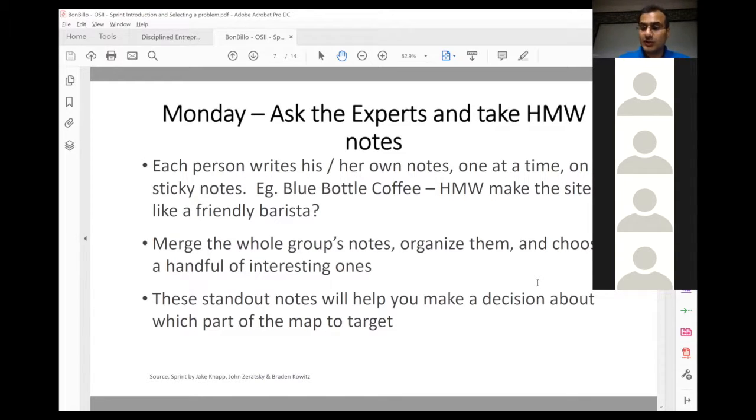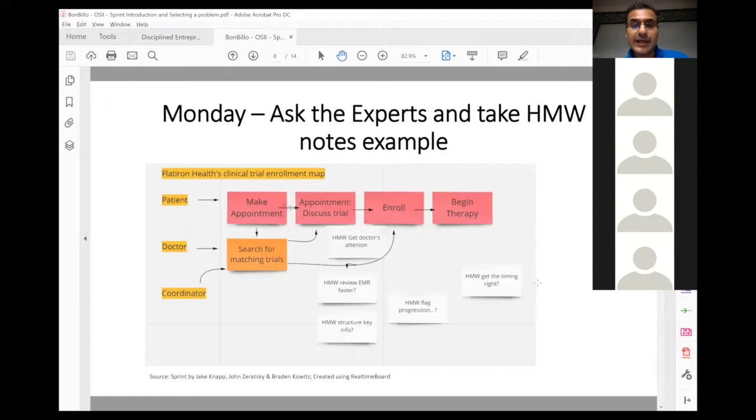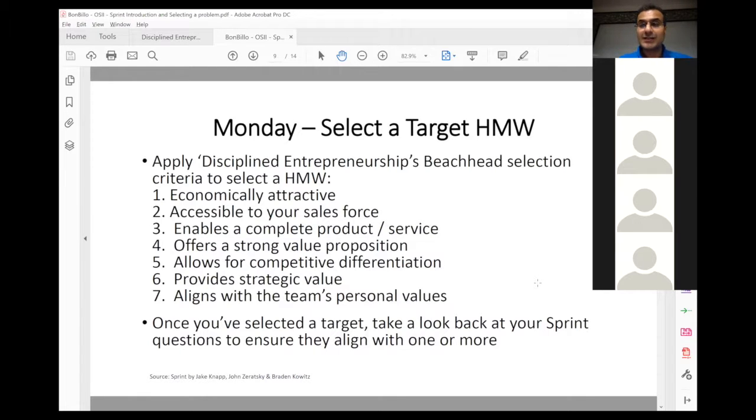And the book goes on, so we'll get into selecting the how might we, which is really what we're trying to use disciplined entrepreneurship as part of the process to help you select the how might we that can give you the best results, right? So going to the next part of the example, the team at Flatiron Health came up with a bunch of how might we's, right? So how might we get the doctor's attention to try to increase trials matching, right? The second one was how might we structure key info? Third one was how might we flag progression? So a bunch of how might we's, right? And then they got into selecting a target how might we.